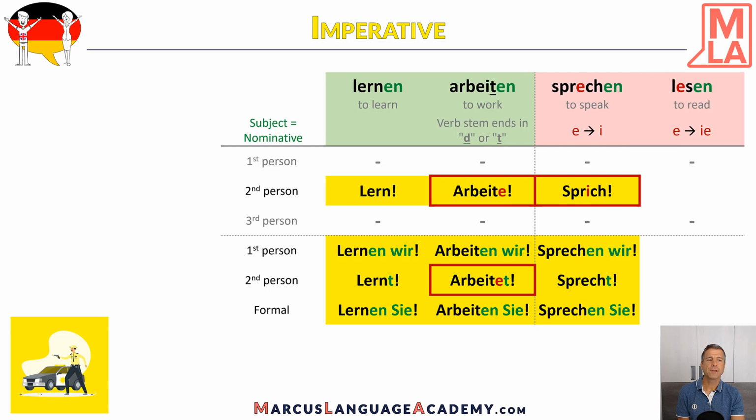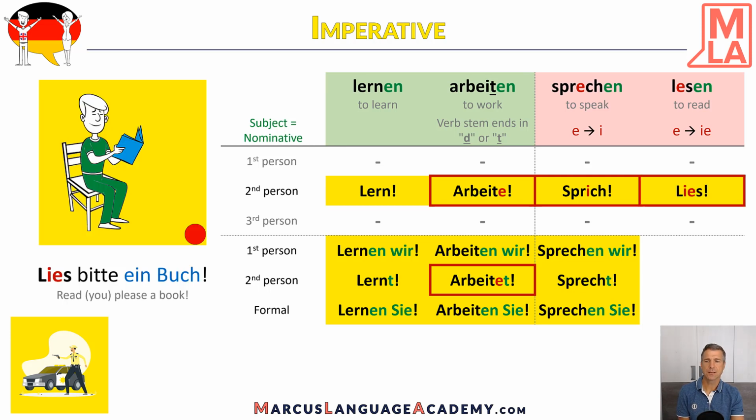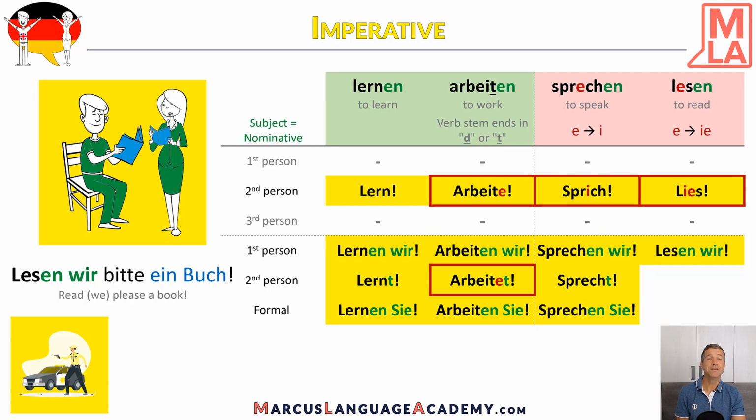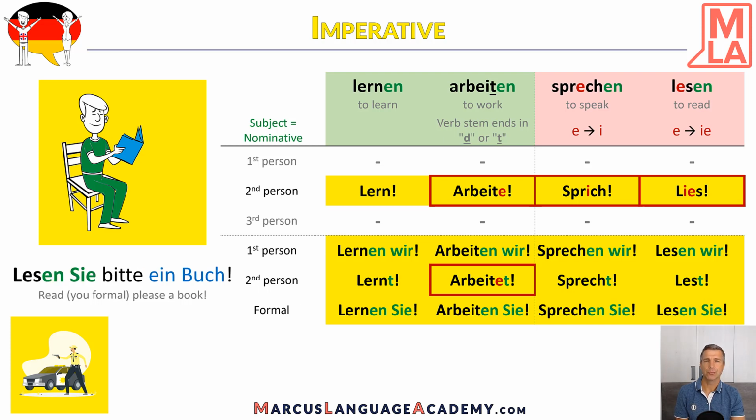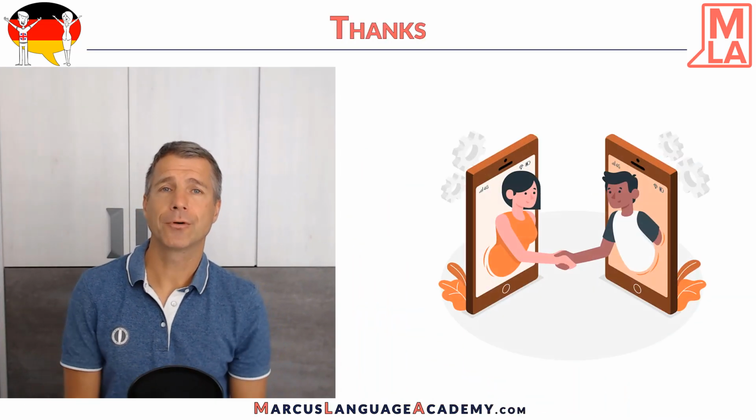And there's another group of irregular verbs where we have a change from E to I, like in lesen. And here it's a little bit the same, it stays lies. It stays irregular. Lies bitte ein Buch. Read please a book. And in plural, lesen wir bitte ein Buch, lest bitte ein Buch and lesen Sie bitte ein Buch. So no surprises because in plural it's like a regular verb. Yeah, so that's all for the imperative.